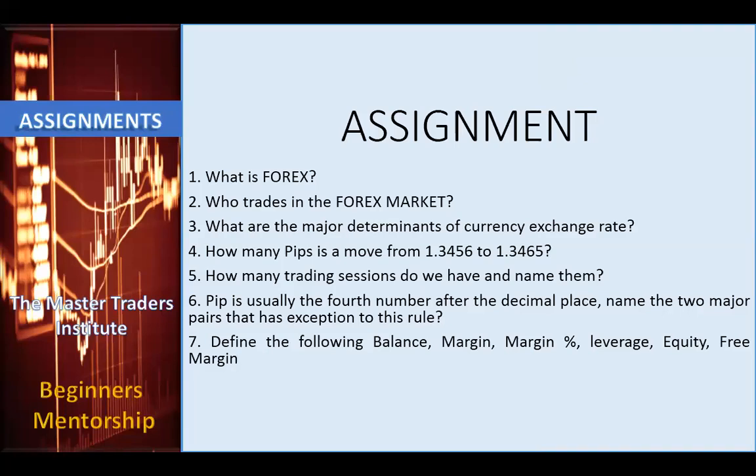Number 5, how many trading sessions do we have, and name them. Number 6, pips is usually the fourth number after the decimal place. Name the 2 major pairs that are exceptions to this rule. Number 7, define the following: balance, margin, margin percent, leverage, equity, and free margin. So this is the assignment. Take a picture, you can take a screenshot, snap it, and let's see your answer on Twitter.